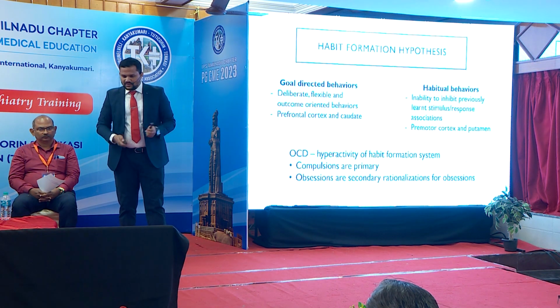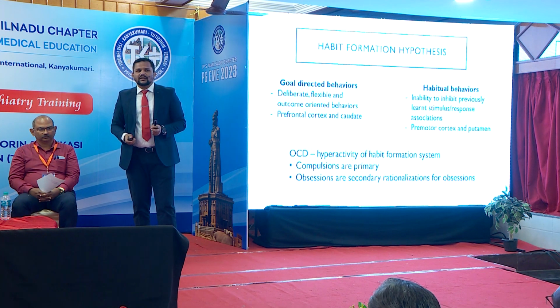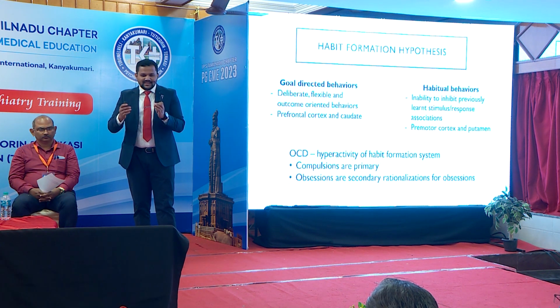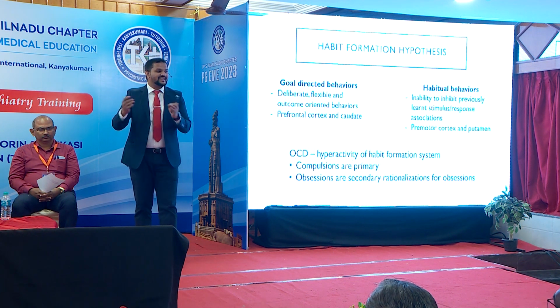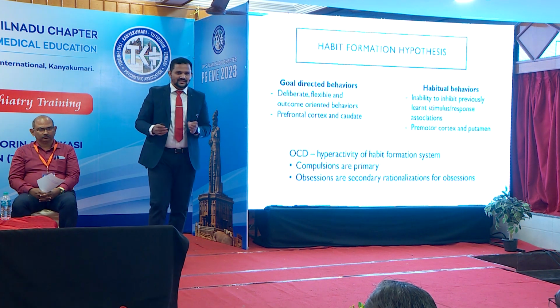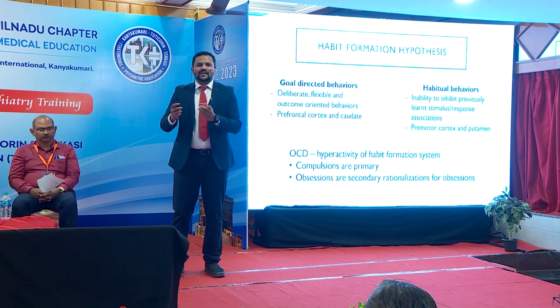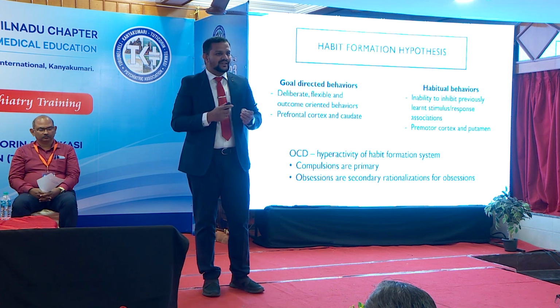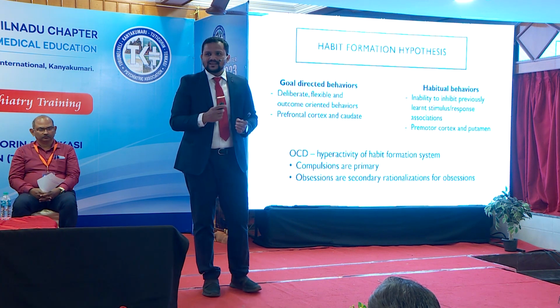Now, this I already explained. Here the cognitive concept of OCD is hyperactivity of the habit formation system. So the compulsions are primary and the obsessions are secondary rationalization for the compulsion. You got it? A different model. Because you cannot go in a prospective way when you analyze an fMRI. Rather, you have to take a retrospective step, how it happened.